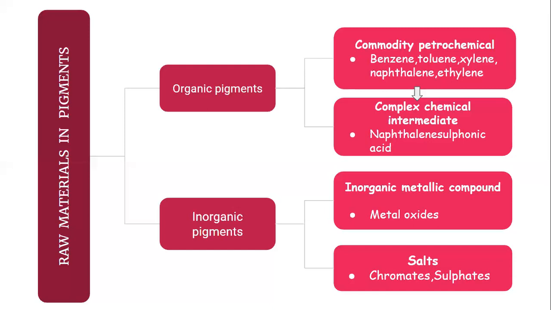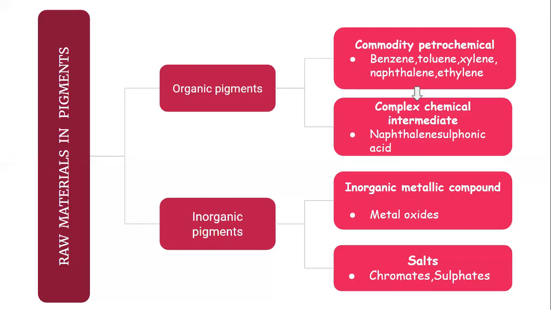Next up is inorganic pigments. Inorganic pigments are mostly produced by formulation to get the desired products. Inorganic pigments can be derived from inorganic metallic compounds, mostly metal oxides. The most common metal oxides found are iron oxides, and also salts such as chromates and sulfates.